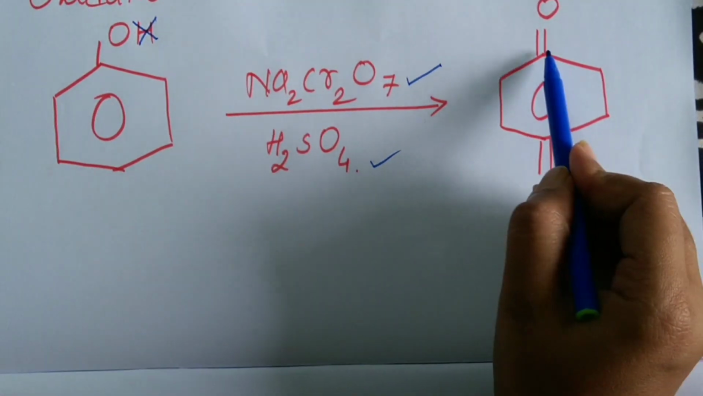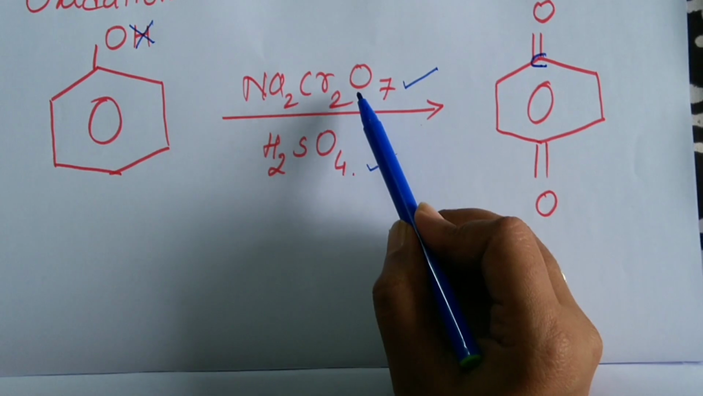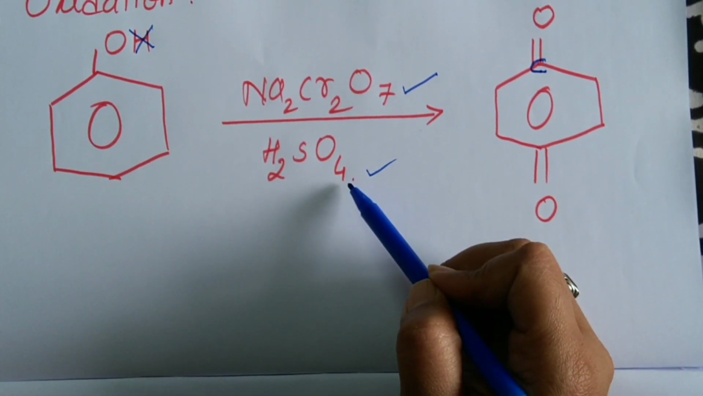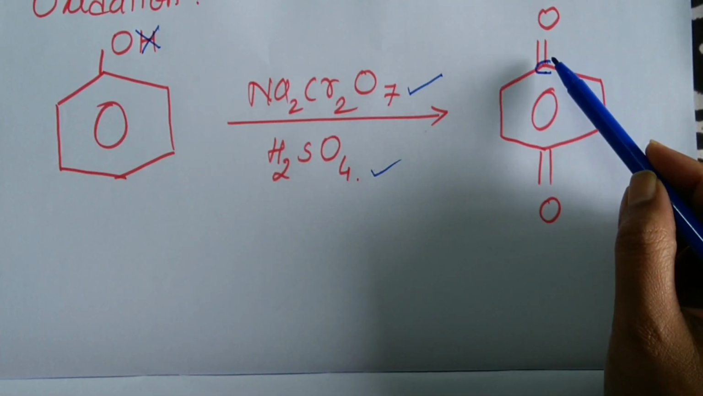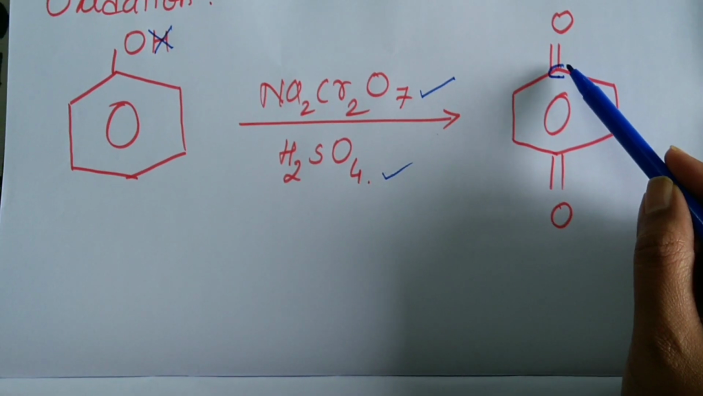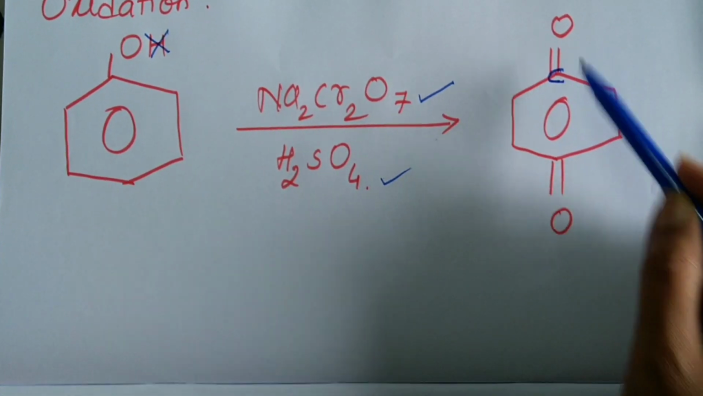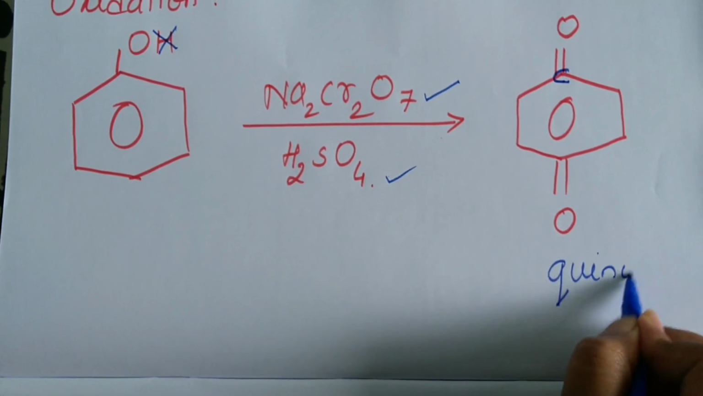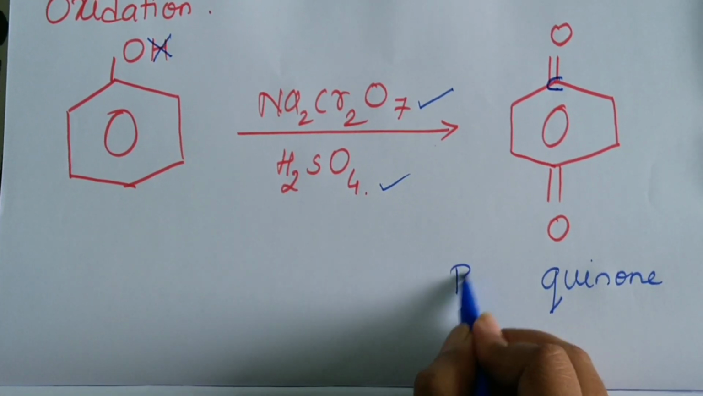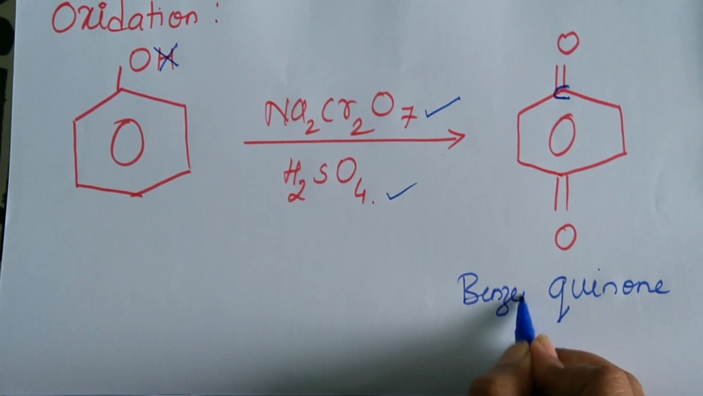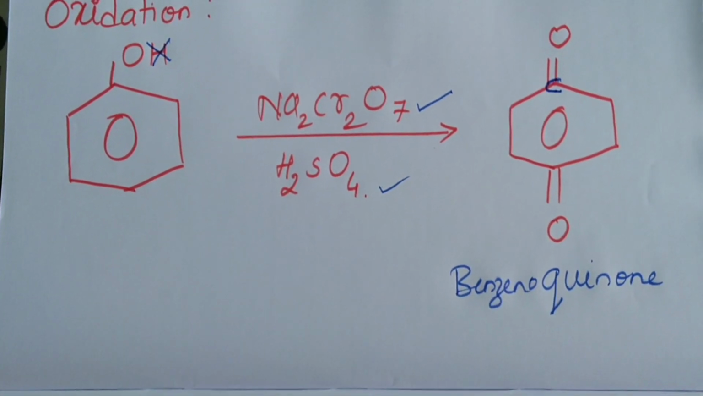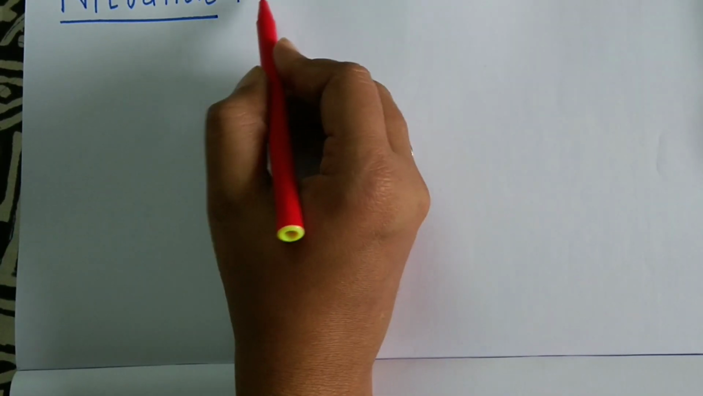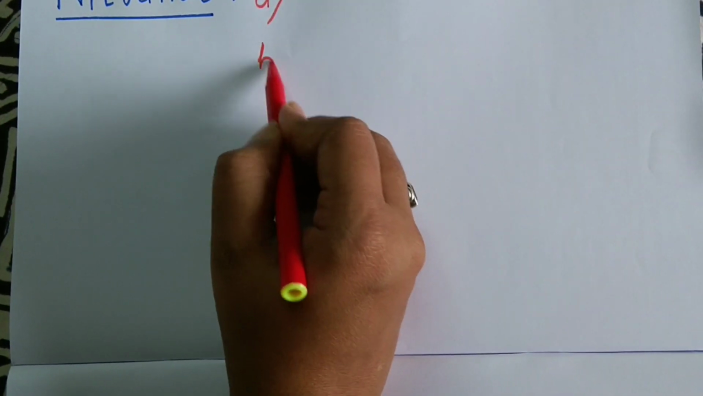So there is formation of carbon-carbon double bond. Since we are using two very strong oxidizing agents, we get benzoquinone. We have C double bond O at two different positions. These are called quinones. And it is attached to benzene, therefore benzoquinones.